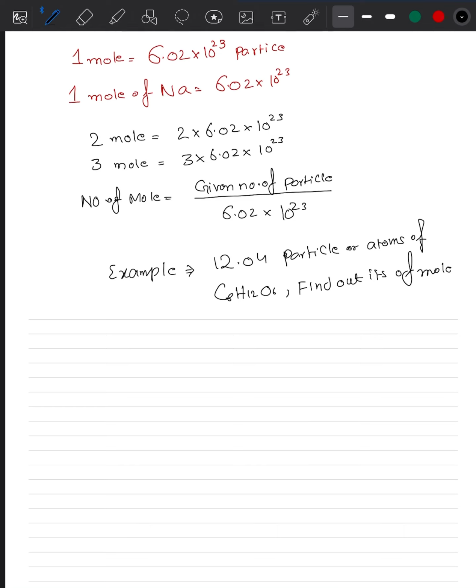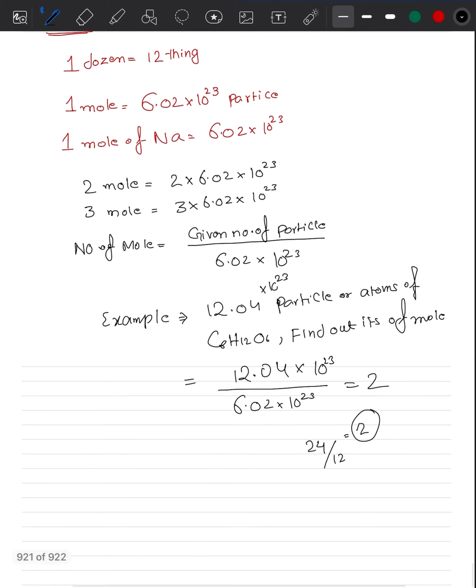This is quite easy. We just divide. We know that 1 mole has 6.02 × 10^23 particles, and the given number of particles is 12.04 × 10^23, so it means we have 2 moles. In the same way, if we have 24 oranges, how many dozens is it? We know that 1 dozen has 12 oranges, so we divide by 12 and get 2 dozen. The mole concept is the same as the dozen. 1 dozen has 12 things and 1 mole has 6.02 × 10^23 particles.